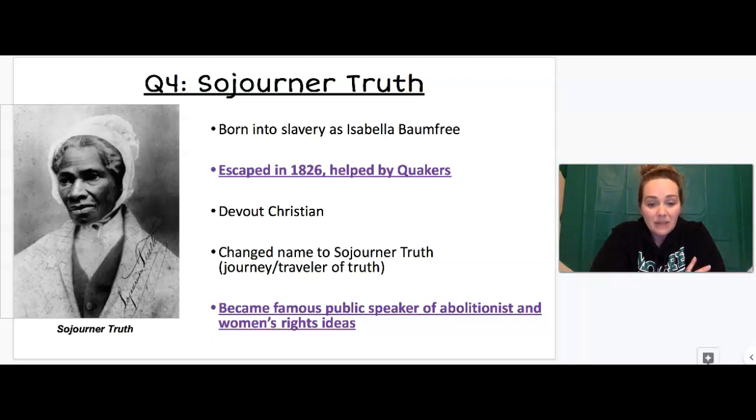She was a devout Christian, and she ultimately decides to change her name to Sojourner Truth. It was Isabella originally, but Sojourner meant journey, and truth is truth, right? So she was on a journey or a traveler of the truth because she thought the truth was everyone should be equal, women and men, black and white, and so on. So she's another one who not only impacts the anti-slavery movement, but also impacts the women's rights movement as well. And there she is on the left-hand side. Okay, so that's a little bit about Sojourner Truth.